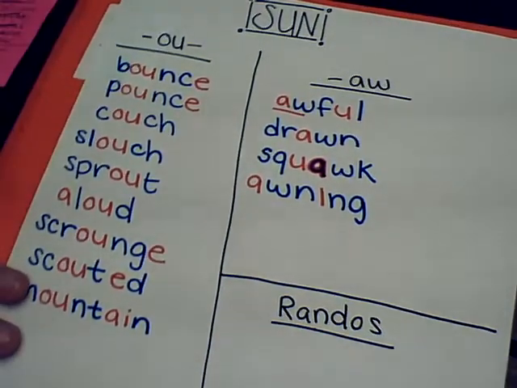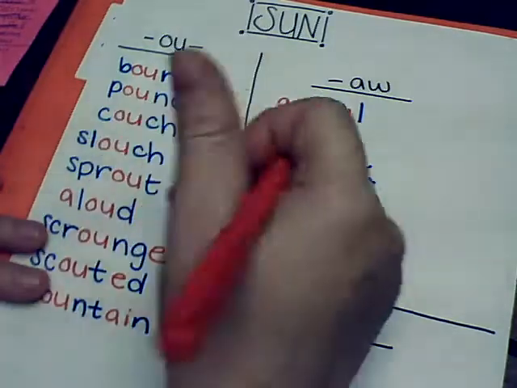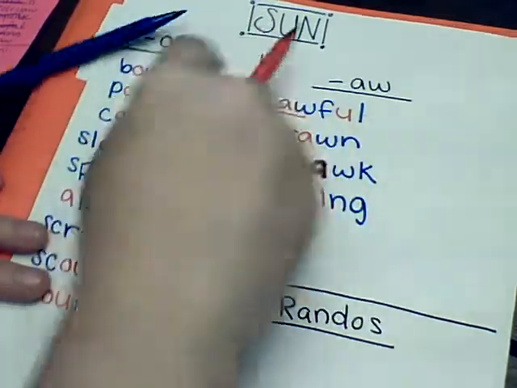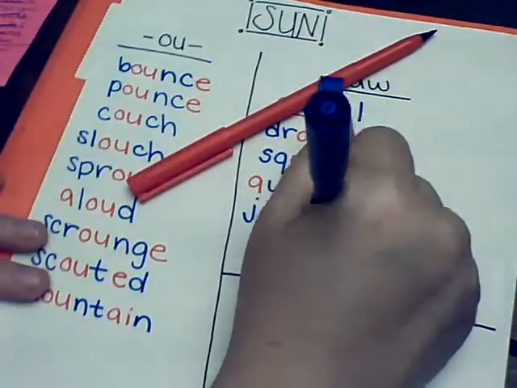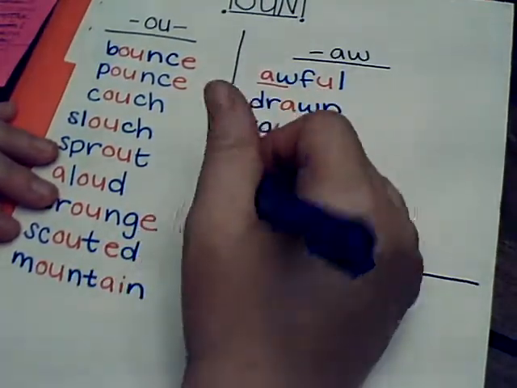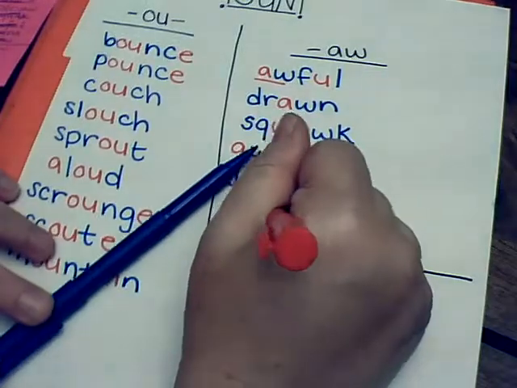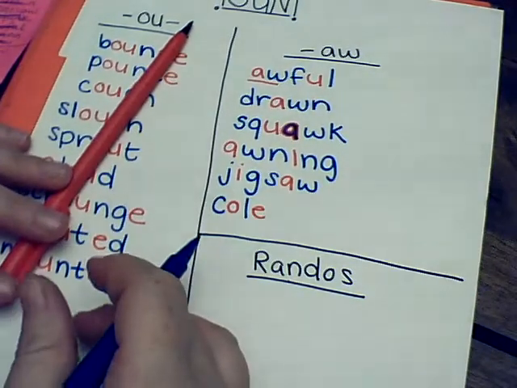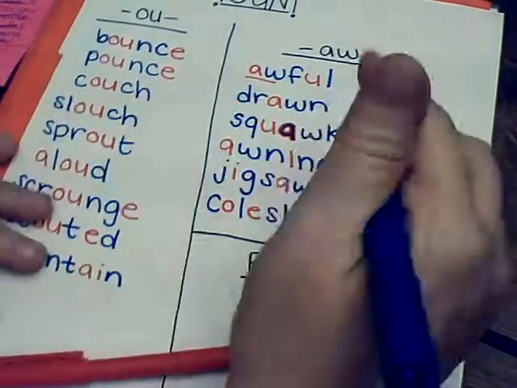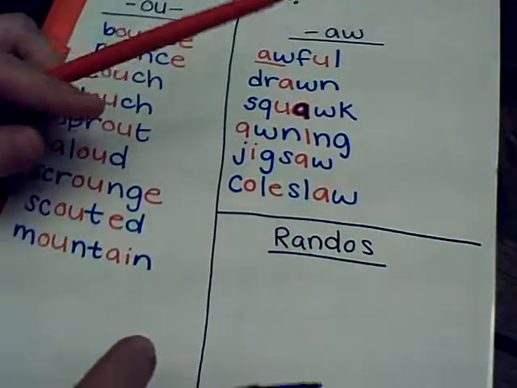Then we have jigsaw, like a jigsaw puzzle. J, I, G, do a jig, and then saw. S, A, W. Last word in the A-W pattern is coleslaw. C-O-L-E, so coal, and then slaw, S-L, slaw, A-W, delicious.